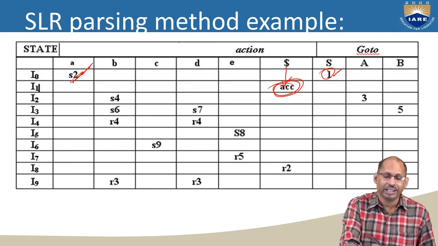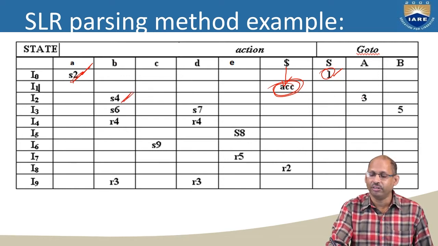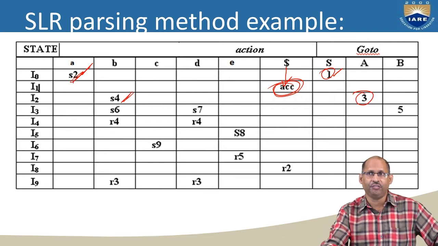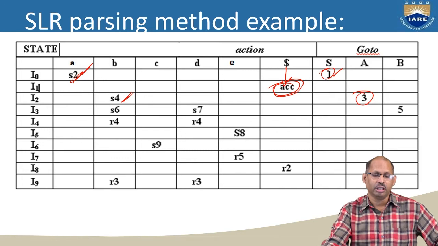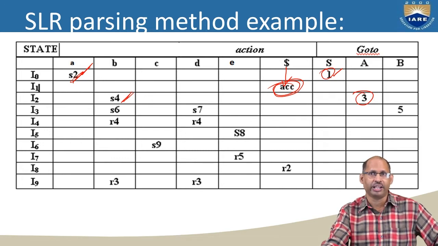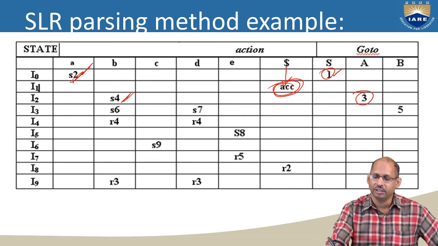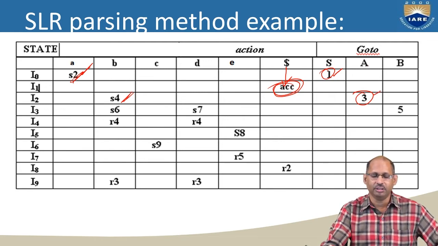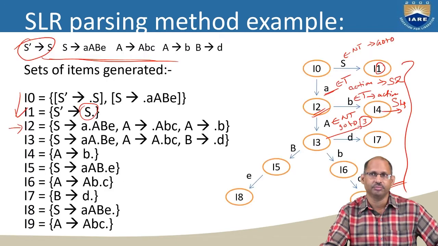In B, we have written 4. In A, we have written 3. If it is a capital variable, it is 3. If it is B, then S4. If it is a terminal symbol, we write shift followed by some state. If it is a non-terminal, in the goto table, we write 3. Okay, is it clear? Then I3.